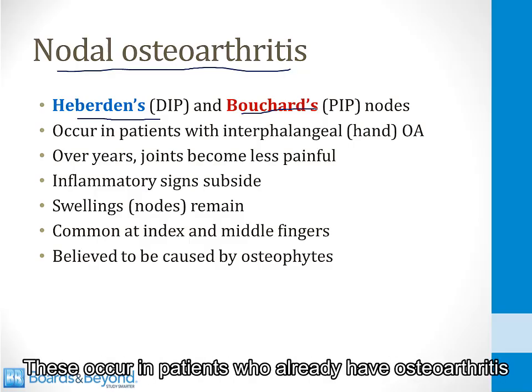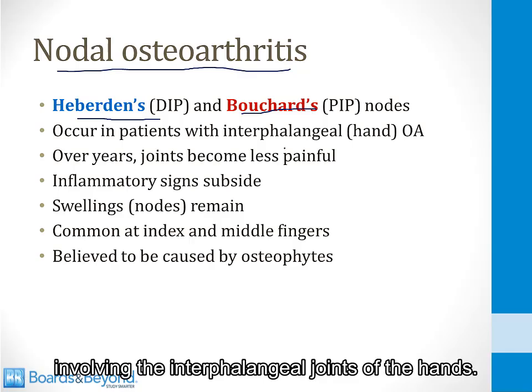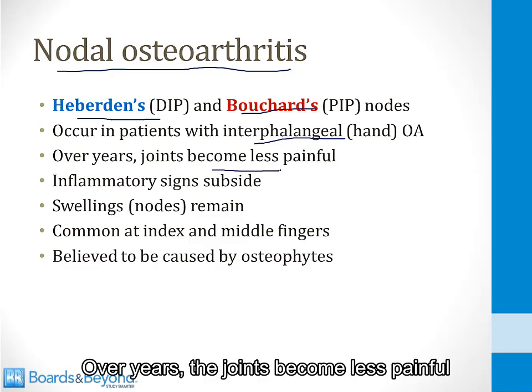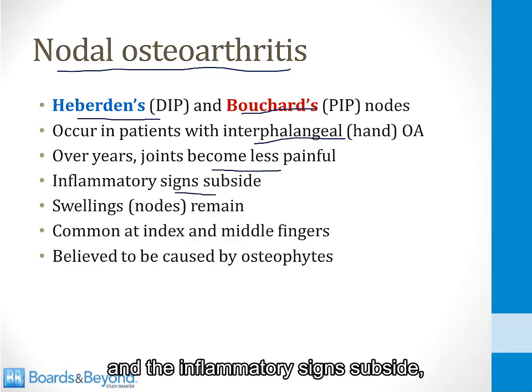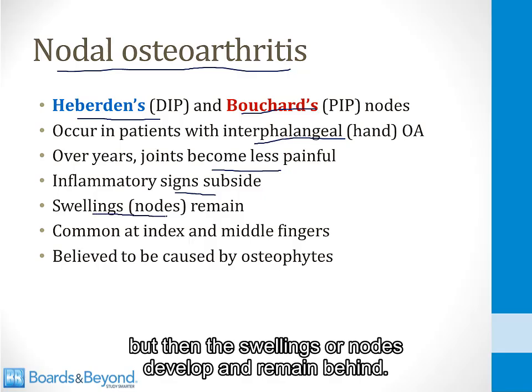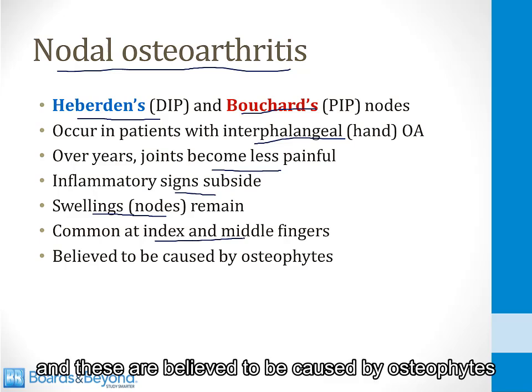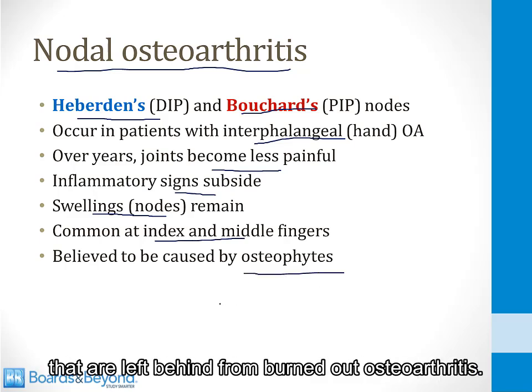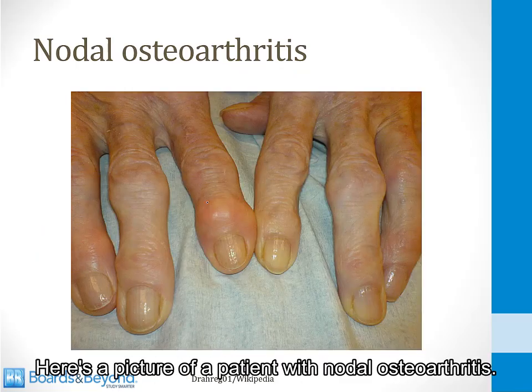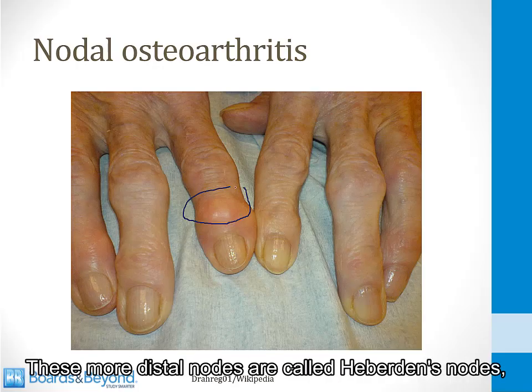These occur in patients who already have osteoarthritis involving the interphalangeal joints of the hands. Over years, the joints become less painful and the inflammatory signs subside, but then these swellings or nodes develop and remain behind. They're common in the index and middle fingers in particular, and these are believed to be caused by osteophytes that are left behind from burned out osteoarthritis. Here's a picture of a patient with nodal osteoarthritis. These more distal nodes are called Heberden's nodes.